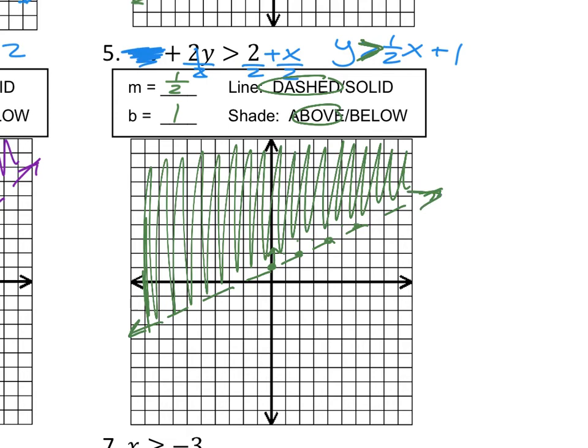So as a quick review, solution, solution, not a solution, not a solution, because it's a dashed line.